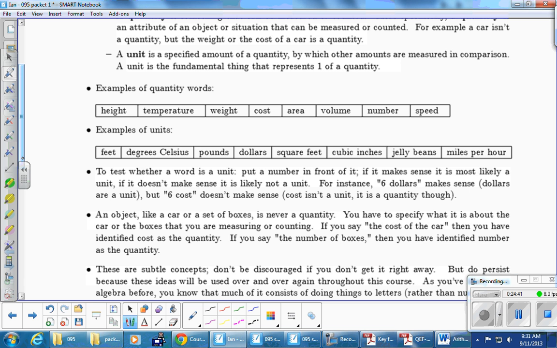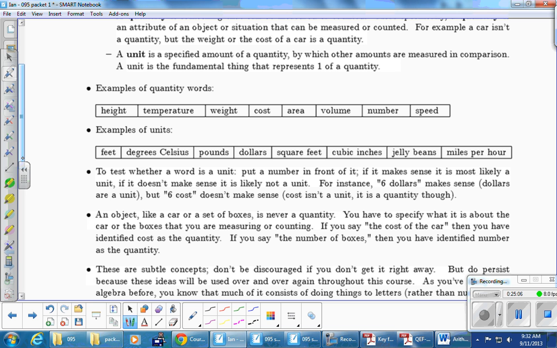You can measure temperature, right? We talked about weight. We didn't do anything with cost, but we can talk about how much a gallon of gasoline costs right now. We didn't mention area, but we did do volume. We talked about the number of pieces of paper, and then speed. Speed is something you can measure. 5 miles per hour. And in the bottom row here is a collection of units.